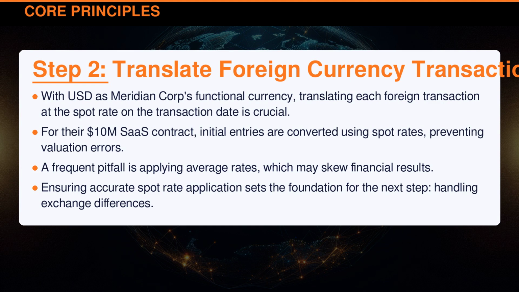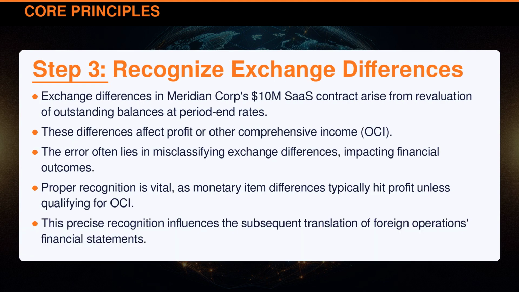A frequent pitfall is applying average rates, which may skew financial results. Ensuring accurate spot rate application sets the foundation for the next step. Exchange differences in Meridian Corporation's $10 million SaaS contract arise from revaluation of outstanding balances at period-end rates. These differences affect profit or other comprehensive income, OCI.